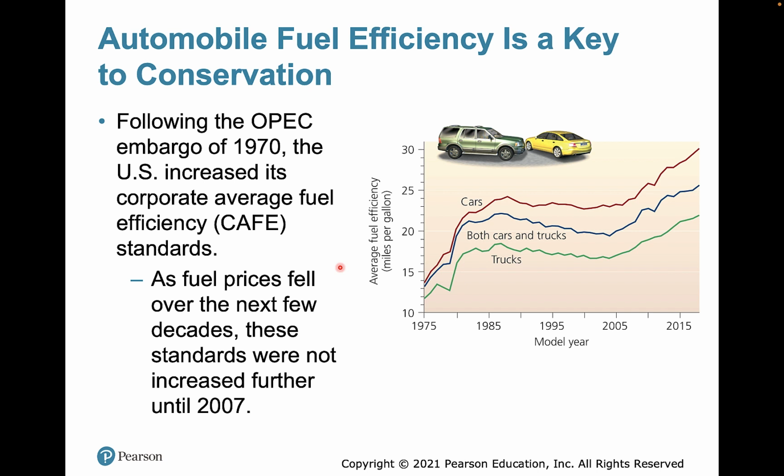After the OPEC embargo in the 70s, when OPEC stopped selling us oil, we started to increase CAFE standards, so corporate average fuel economy, right? The average fuel efficiency of vehicles based on different kinds of vehicles, right? So cars, fuel efficiency has gone up considerably. I think the most recent CAFE standard I saw was 32 miles a gallon for regular cars. Okay, trucks it's a little lower, but if you take the average, we're getting a lot better.